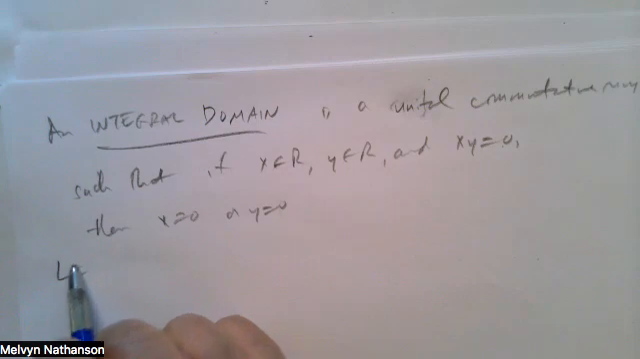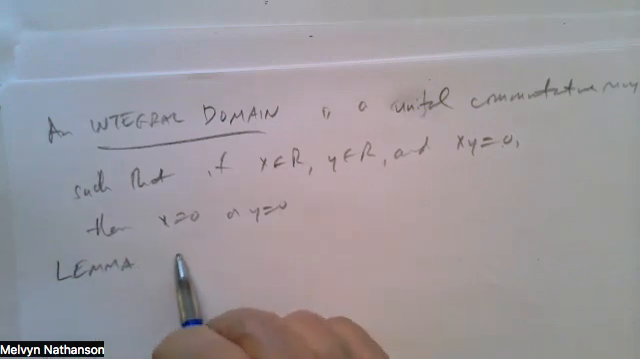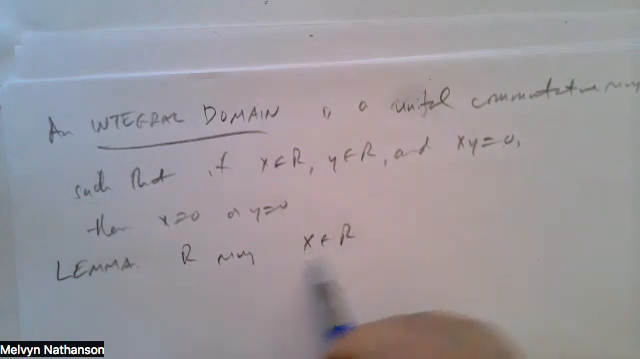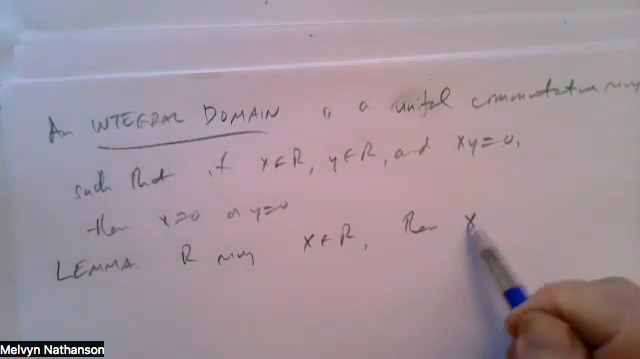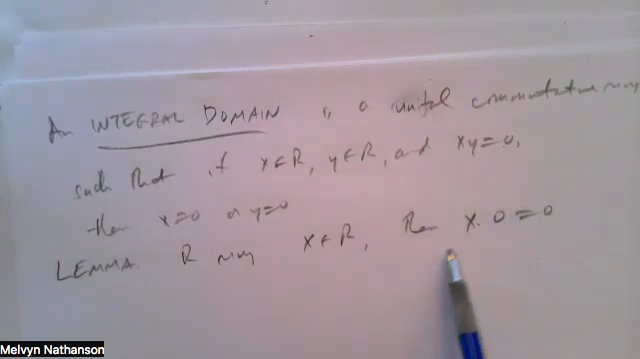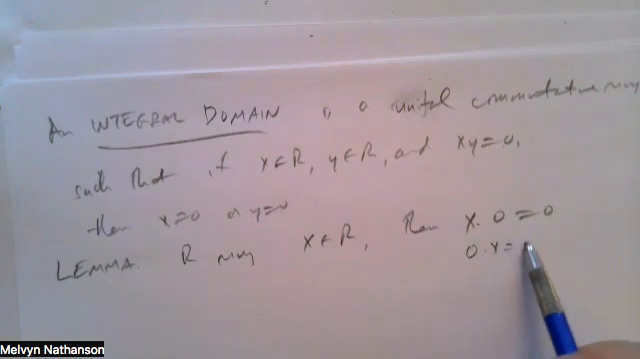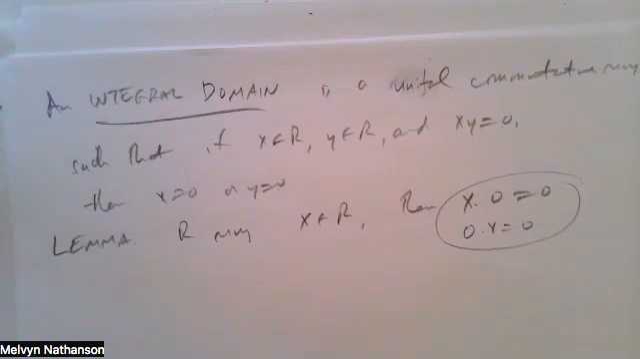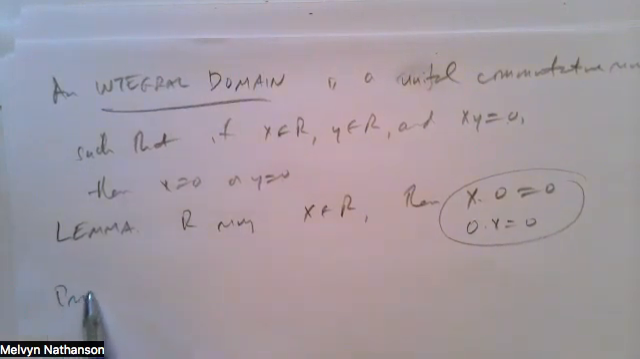And I should prove a little lemma: if R is a ring and x is an element of R, then x times 0 is always 0, and 0 times x is 0. This is not obvious in a ring. It's obvious if you're working with ordinary numbers, but why is it true in a ring that if you multiply by 0, you get 0? That requires a proof. So a proof can go as follows.